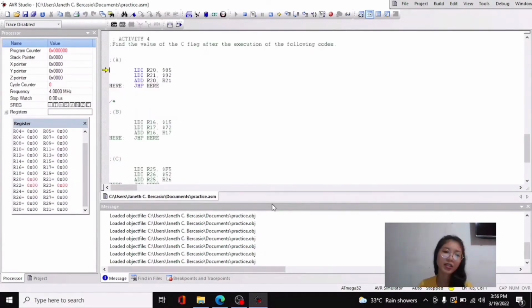For the last activity, activity 4, we were given letters A, B, C, D. So in this activity, find the value of the C flag after the execution of the following codes. So I will focus on the C flag in executing this given program.